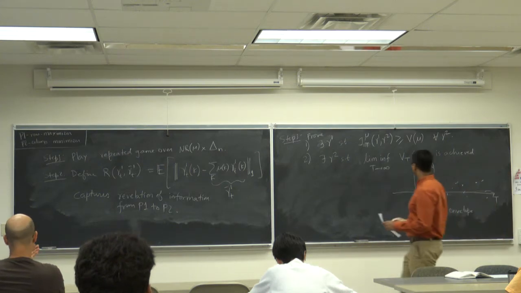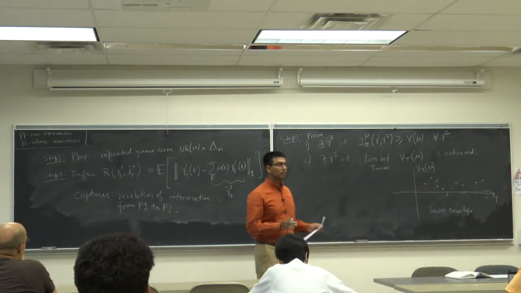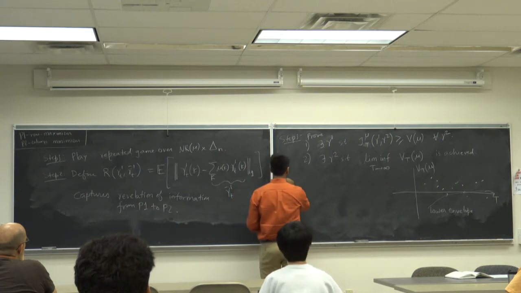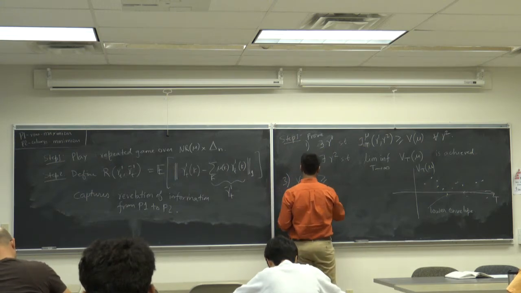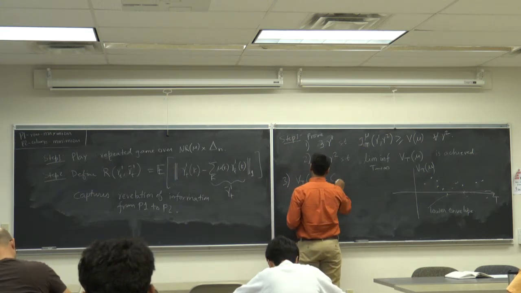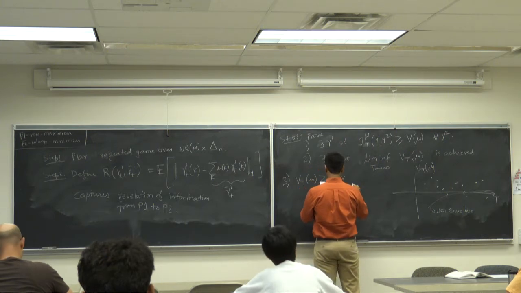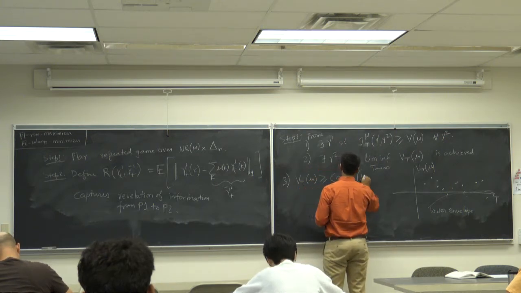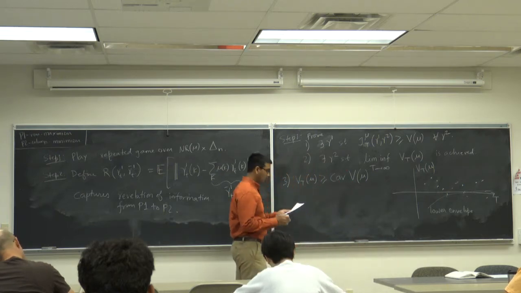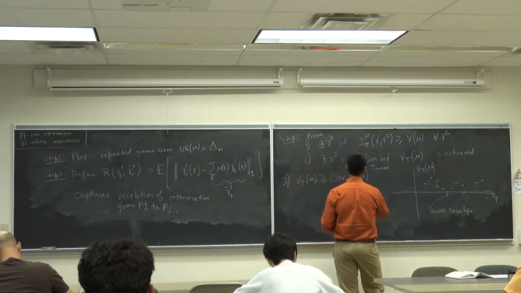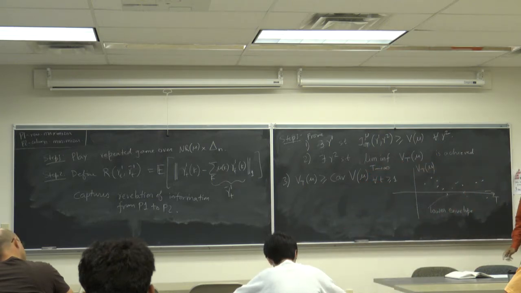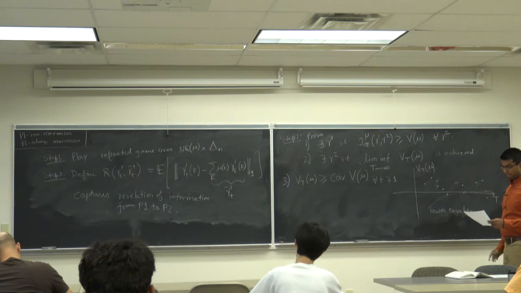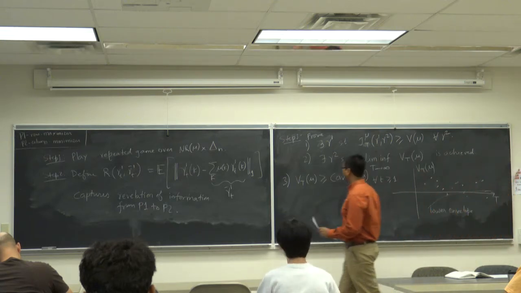Okay. And the third, any questions so far on this? No? The third result that you have to prove is that Vt of mu is greater than or equal to cav of v of mu for every t greater than or equal to 1.